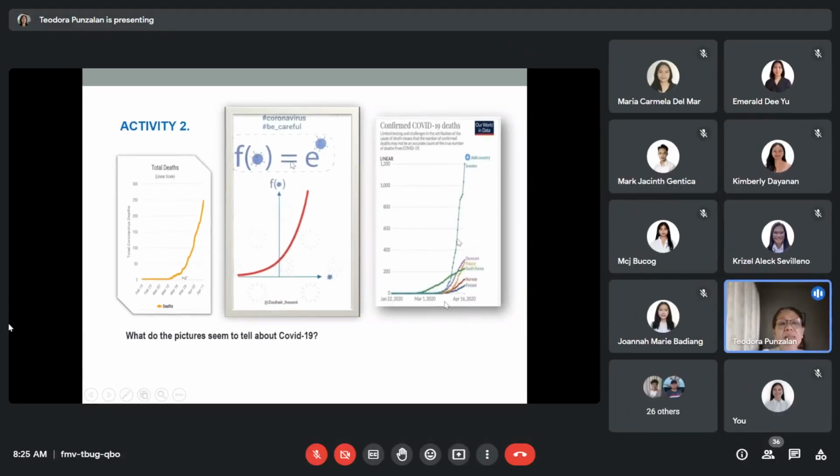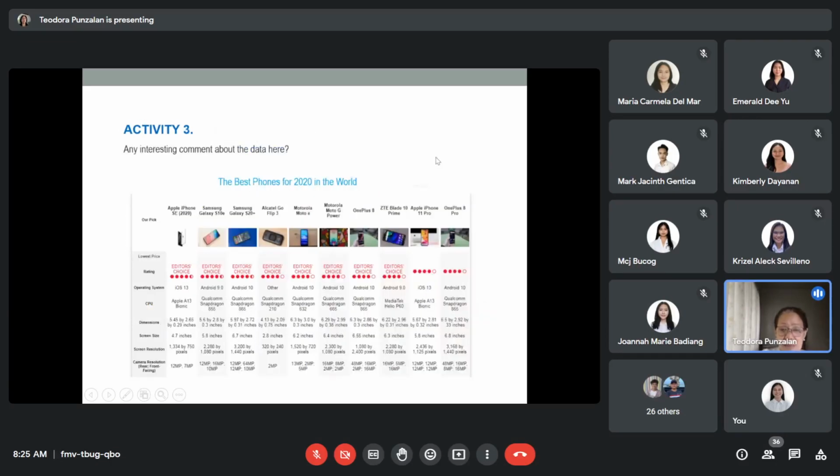Activity 3, any interesting comment about the data here? What you're asked is a discussion about what can be observed, not hypothesized, but what can be drawn out from this information regarding the best phones in the world for year 2020.